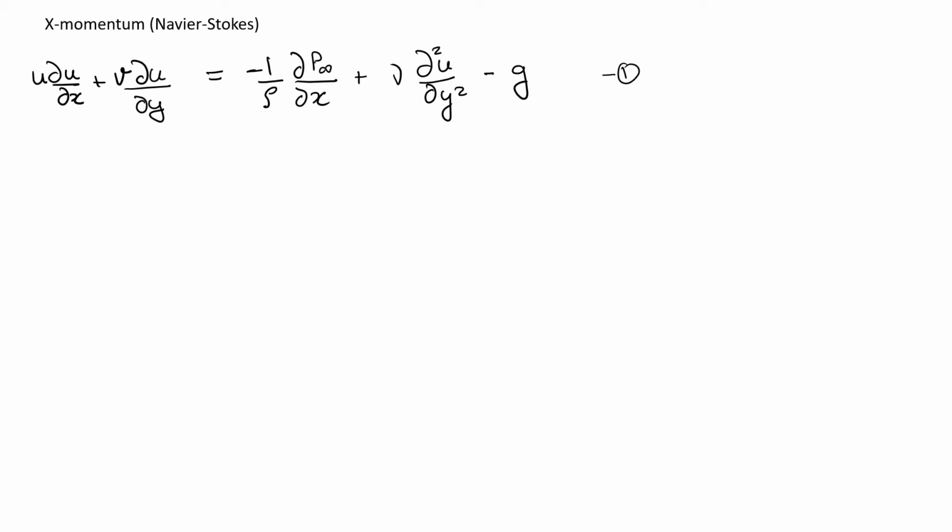The whole equation is per unit mass, plus viscosity times del square u by del y square, and this term here looks similar. It's the shear stress, or it's the viscous effect, times the gravity itself.